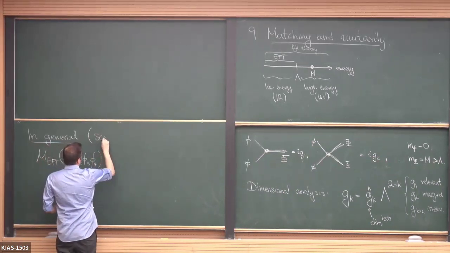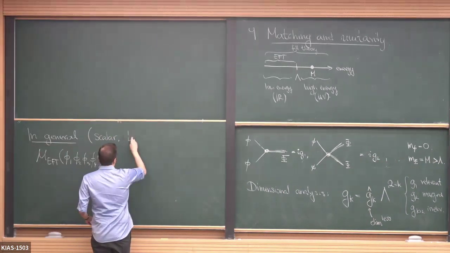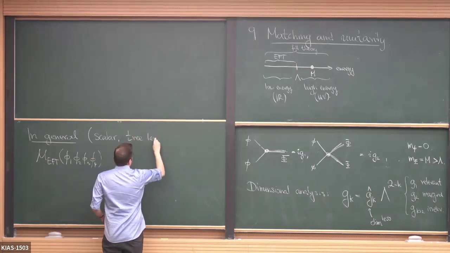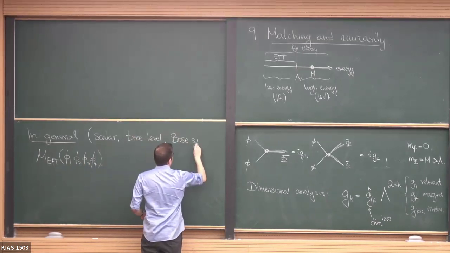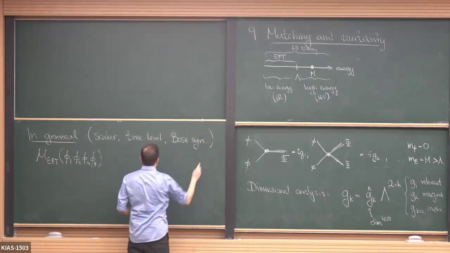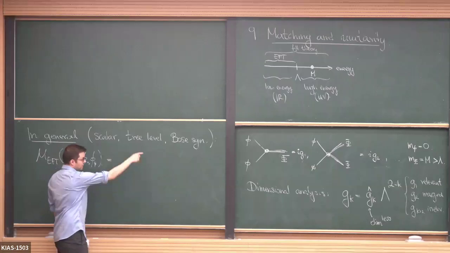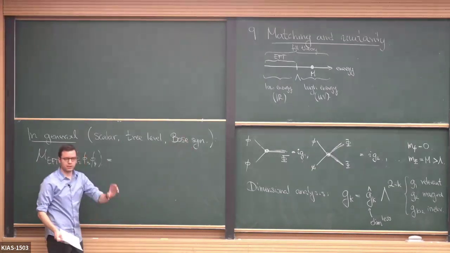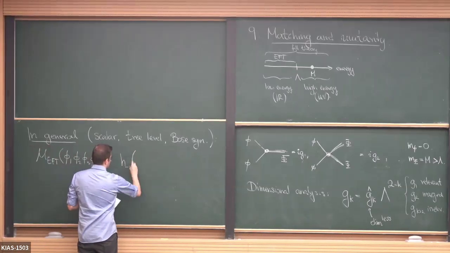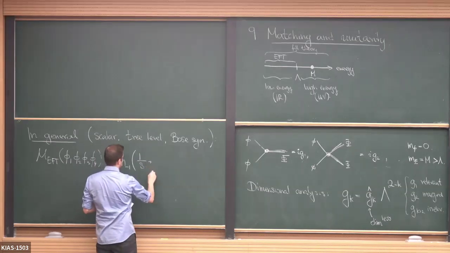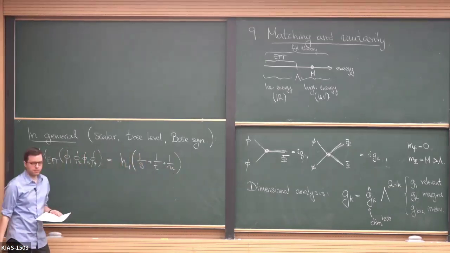So by general, I'm going to consider the scalar case. I'm going to consider tree level. And I'm going to use Bose symmetry. Okay, and if I do that, the most general amplitude I can write down. So Bose symmetry means permutation invariance under exchange of any pair of particles. Okay, so I can write it in terms of some coefficients. Let me call them h with a subscript. Okay, this is the first term that I can have.